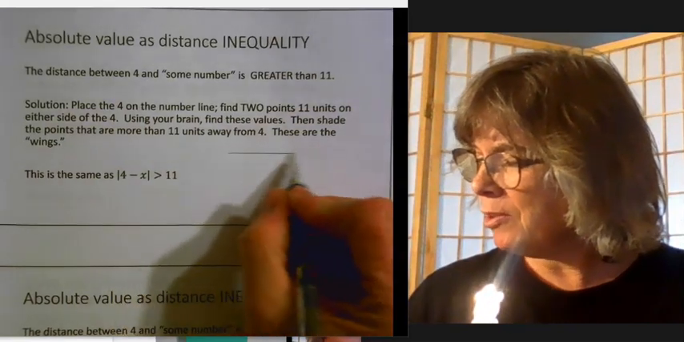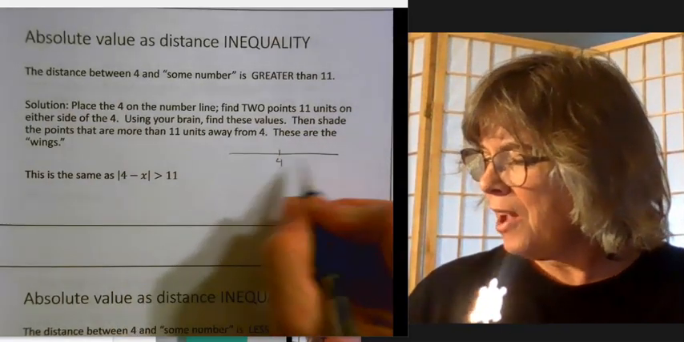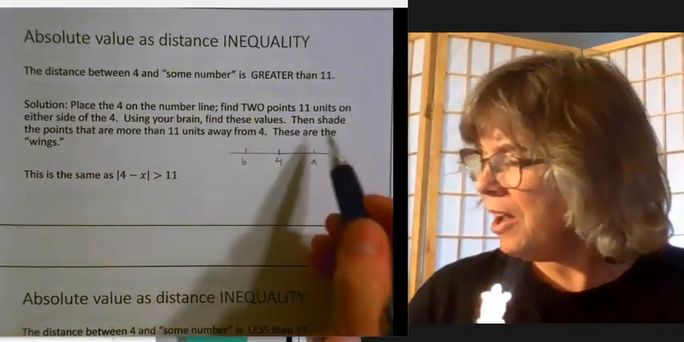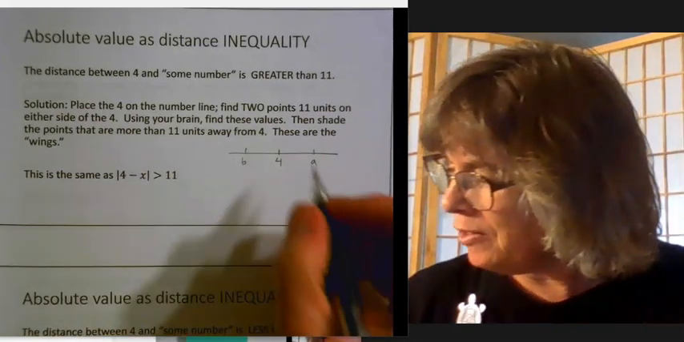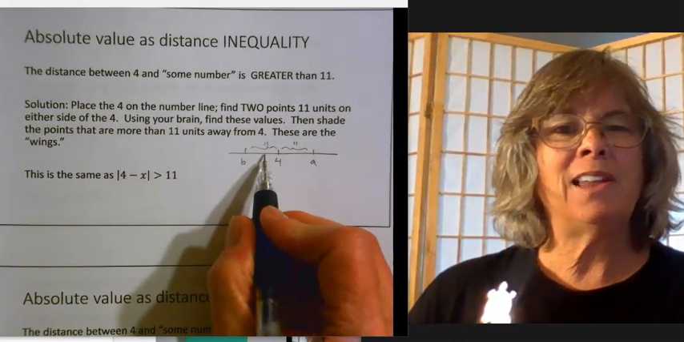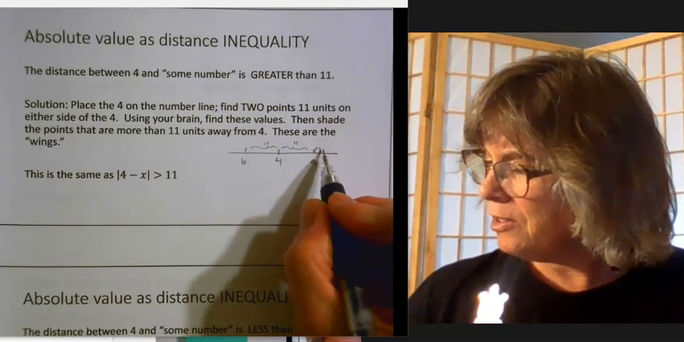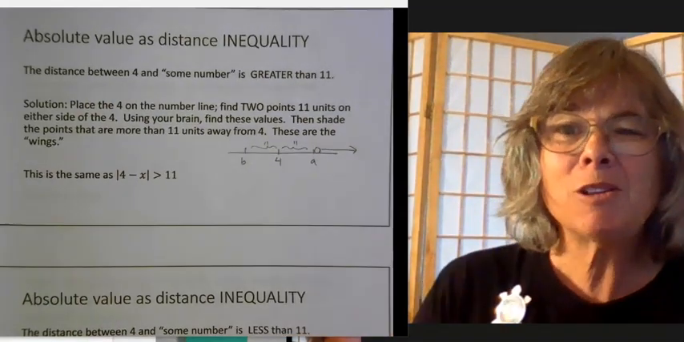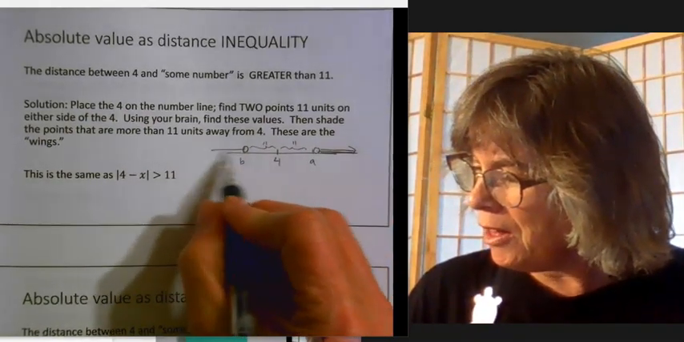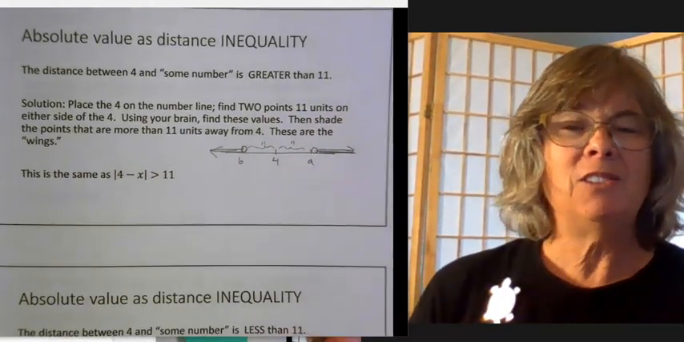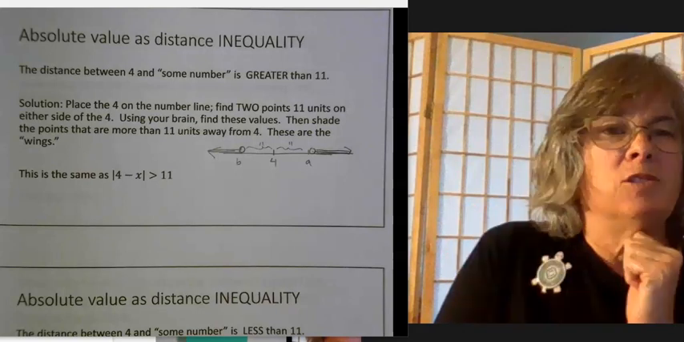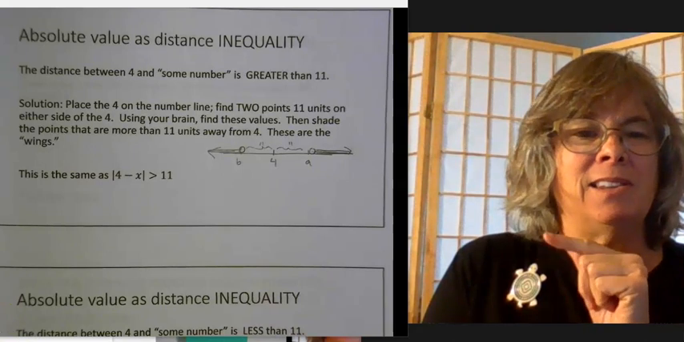Let's put this on a number line. So if I have 4, and then here's my some number, and there's my other some number, and we're going to call them both x, the distance is greater than 11. So this distance was 11, and these points inside here are less than 11. So greater than 11 is going to be, I like to call these the wings, and I've heard other people start calling them the wings too. So if it's greater than, we're looking at the wings. If it's less than, we're looking at the pieces on the inside, but greater than, we're looking at the wings.